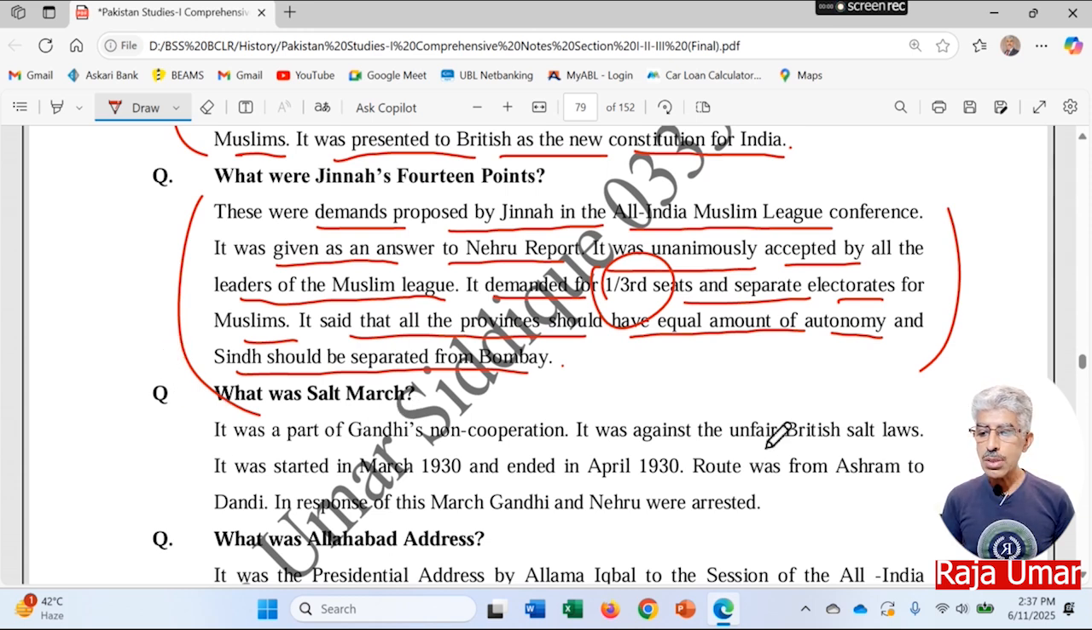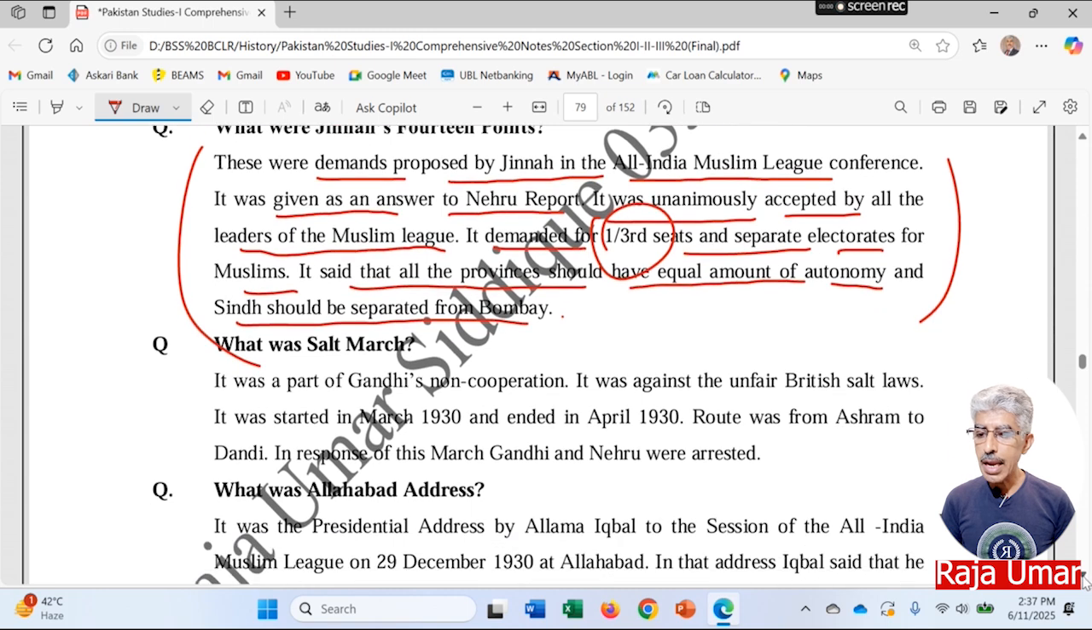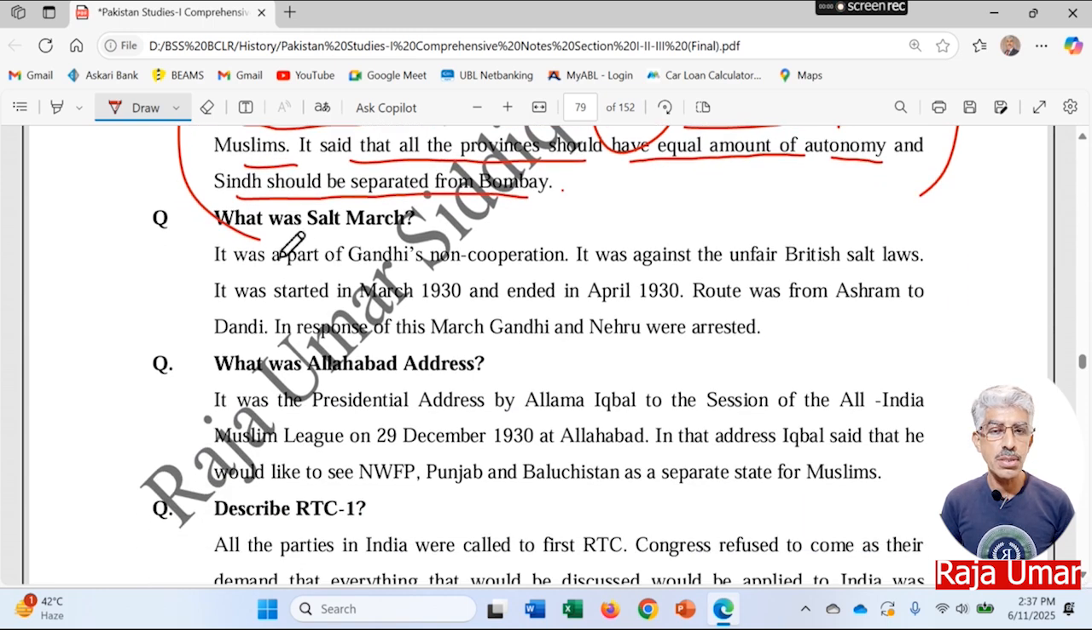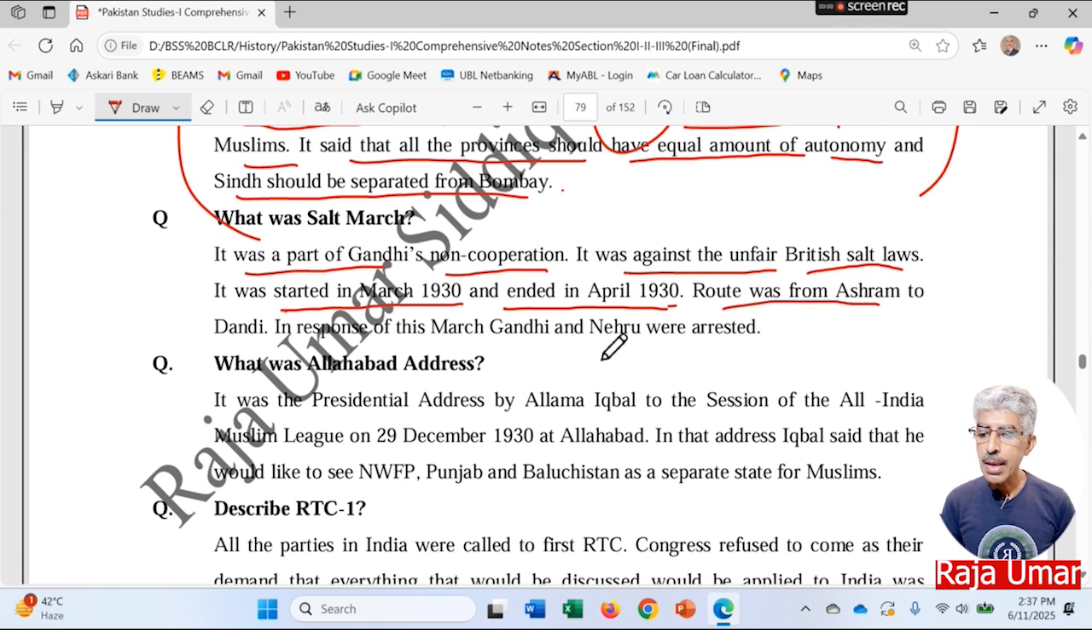What was the Salt March? It was a part of Gandhi's non-cooperation. It was against the unfair British salt laws. It started in March 1930 and ended in April 1930, lasting 1 month. The route was from the Ashram to Dandi. In response to this march, Gandhi and Nehru were arrested.